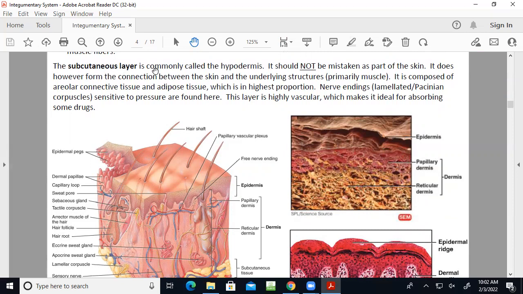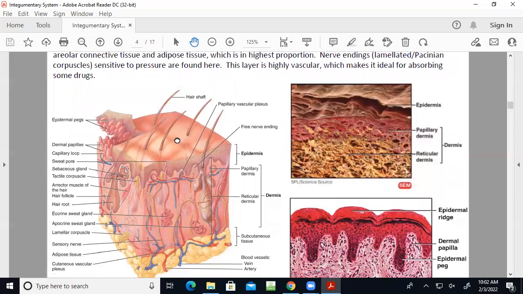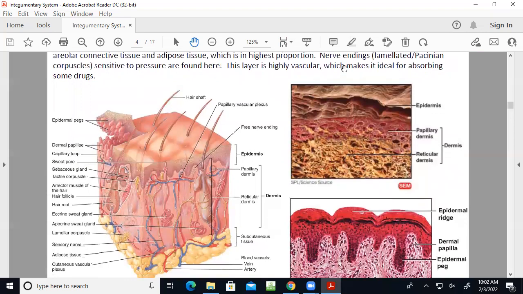Okay. In most places, the connection between the skin and underlying structures like our muscle is thanks to our subcutaneous layer or hypodermis, which, and you can see I've capitalized and underlined, it should not be mistaken as part of the skin, but it does connect the skin and the underlying structures, which once again are primarily muscle. It is composed of areolar connective tissue, but most of it is adipose tissue, fat tissue. Okay, and this fat is going to help insulate you, so it helps with preventing heat loss. We also find nerve endings called lamellated or pacinian corpuscles that are sensitive to pressure here.